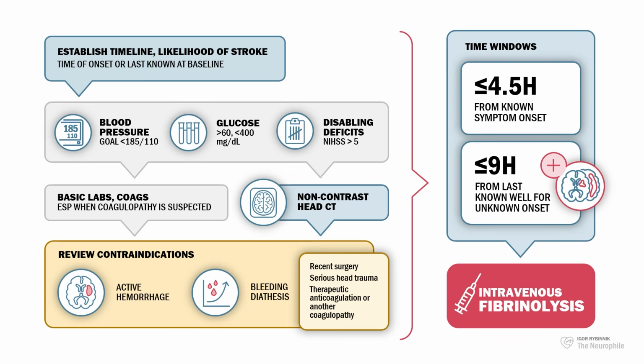Bring the blood pressure down to under 185 over 110 millimeters of mercury. Exclude hypoglycemia. Confirm disabling deficits. Exclude hemorrhage with the CT scan. Exclude any contraindications. And review the time windows. Remember that in patients with unknown time of stroke onset, tenecteplase may be administered within a 9-hour window, as long as additional multimodality imaging is favorable.